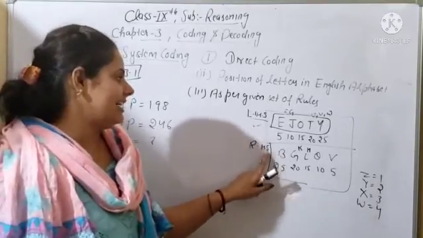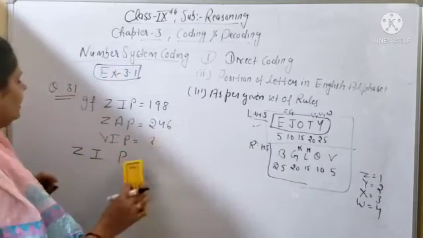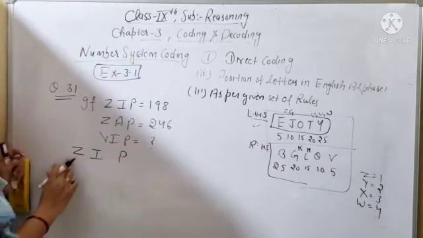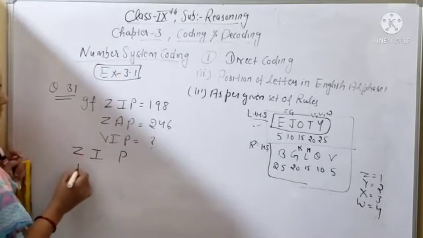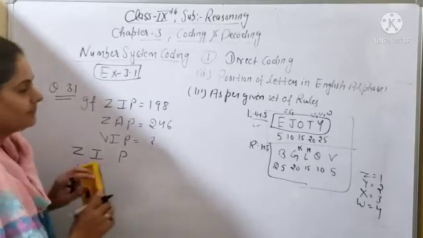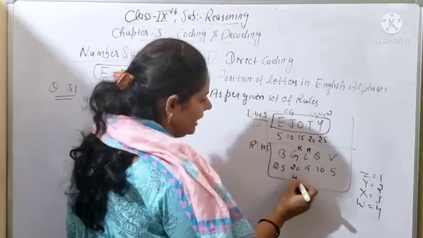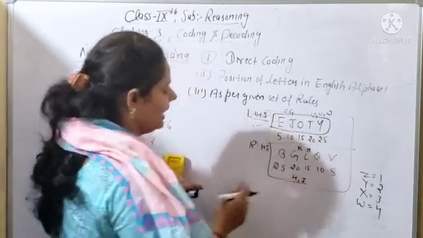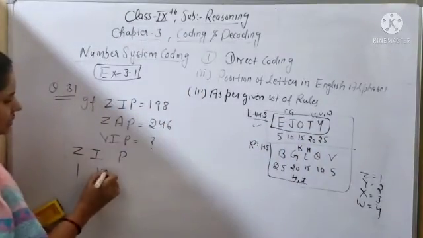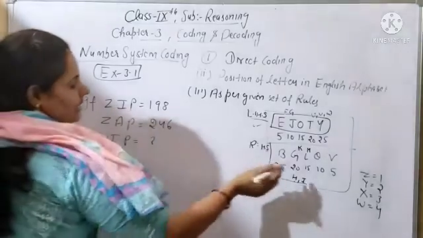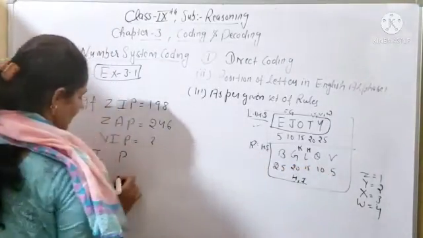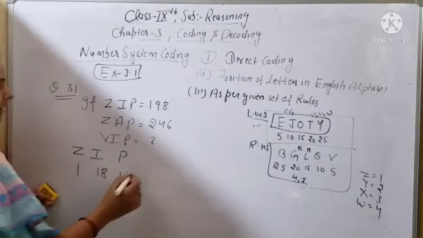Now you will start from the right hand side. First of all you will write all these letters from the right hand side. So what will be the position of Z? First position. Position of I: G H I, so it will be 18th position. What will be the position of P? P Q, so P will be at 11th position. Clear? Now you can add them.